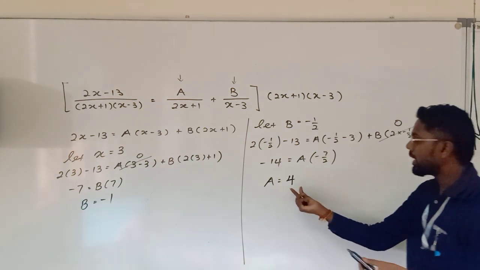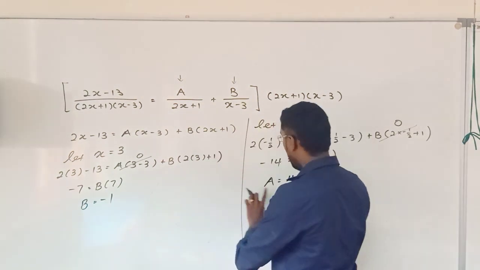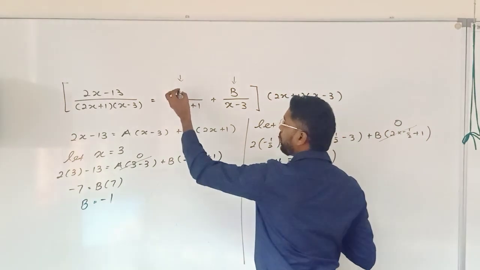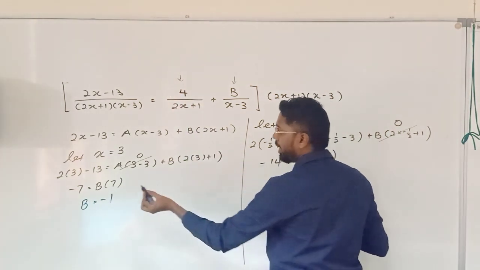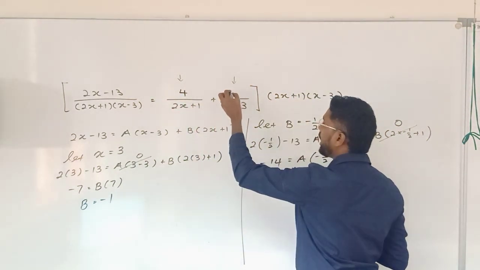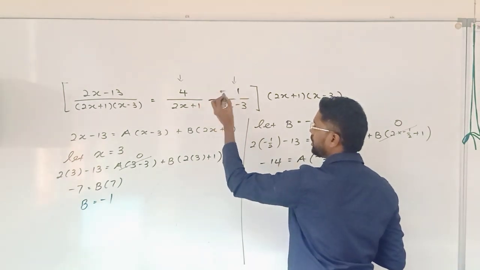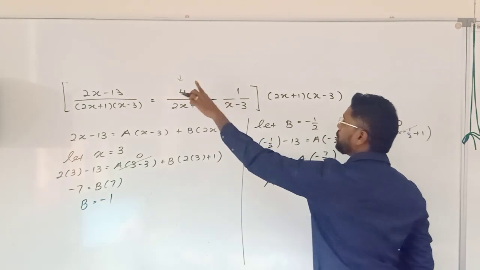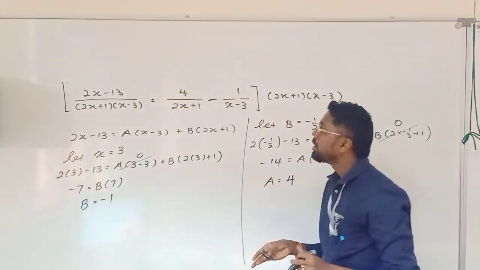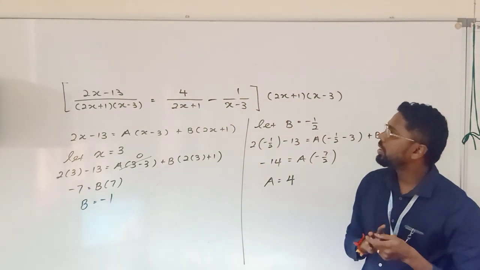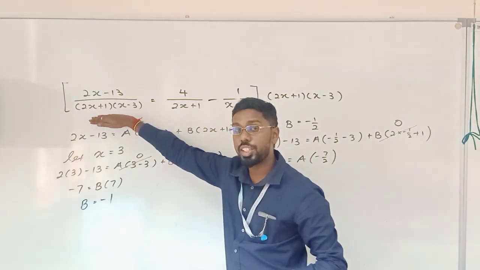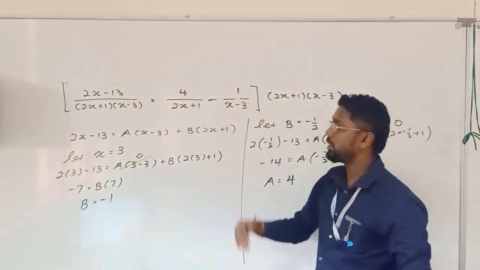So now I can take these two values and substitute over here, where a is equivalent to 4 and b is equivalent to negative 1. So I put 4 over 2x plus 1, and the negative here. So this is how we can transform our single fraction into partial fractions.